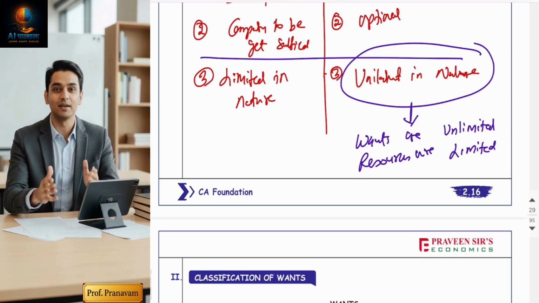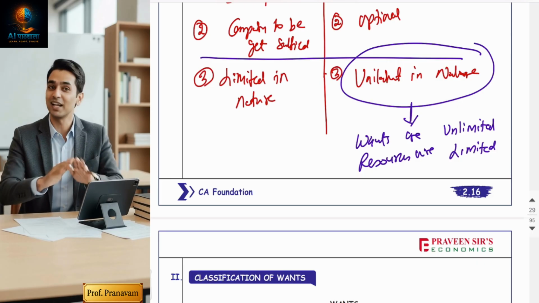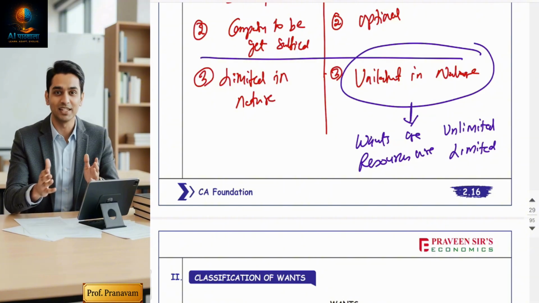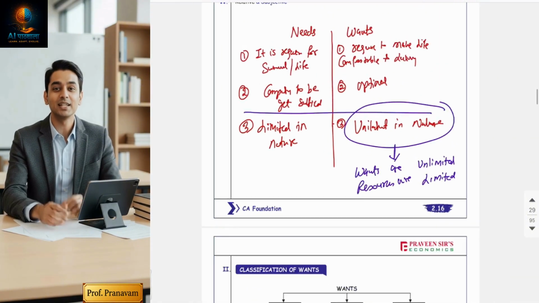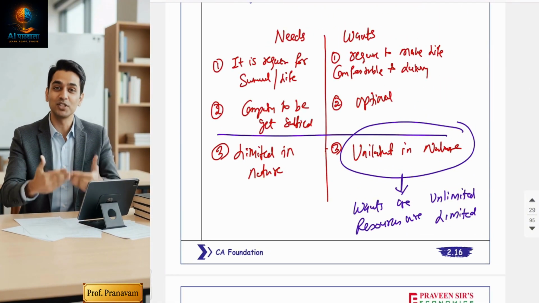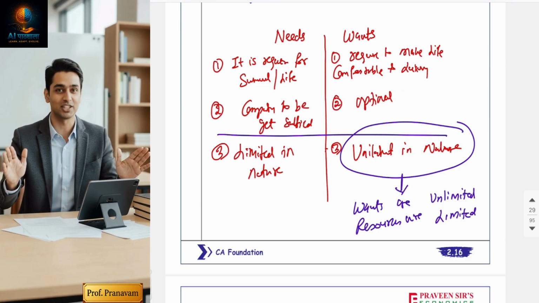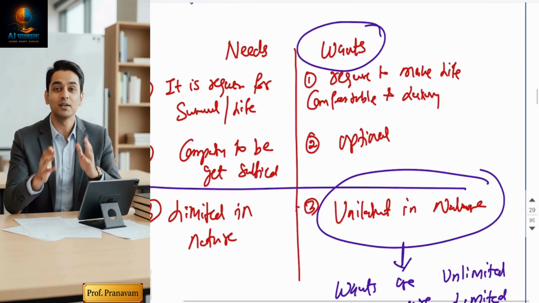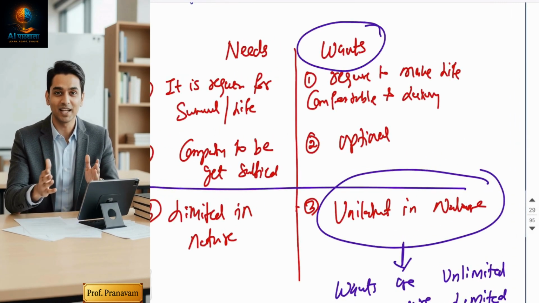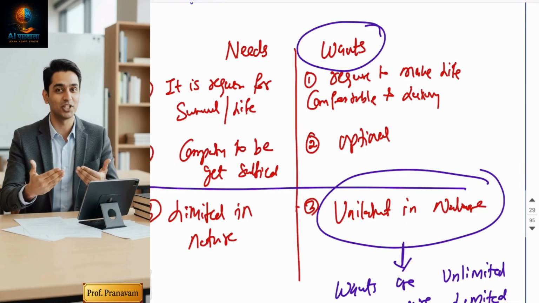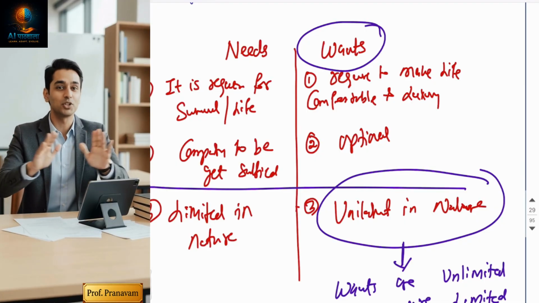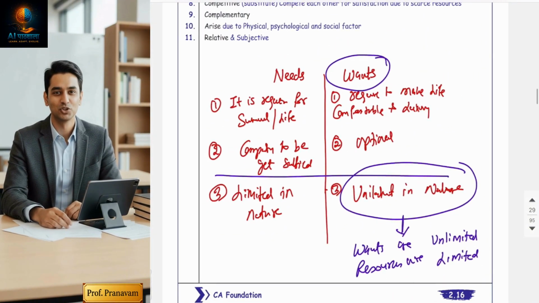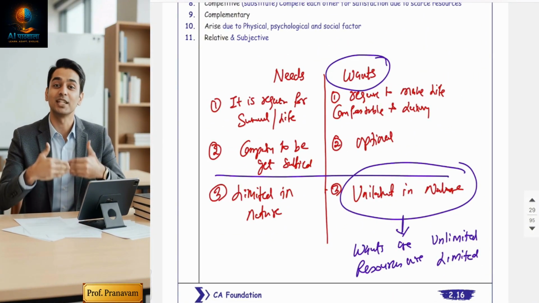So wants are unlimited, resources are limited. Economics says all wants cannot be satisfied. Some wants you can satisfy, some wants have to be sacrificed. Fine, sir, so now we understood what needs and wants are. In the world, businesses are running not on the basis of needs but on the basis of wants. Whatever you demand and purchase is your want. Needs have been satisfied without demanding. Parents have satisfied our needs. We are struggling to satisfy our wants.